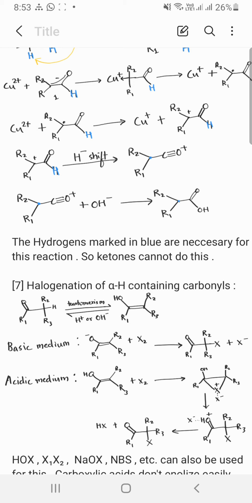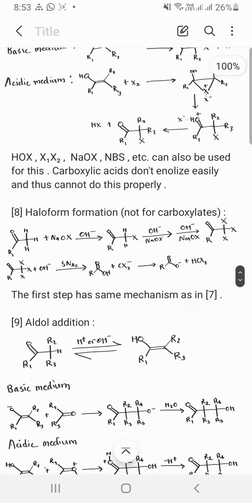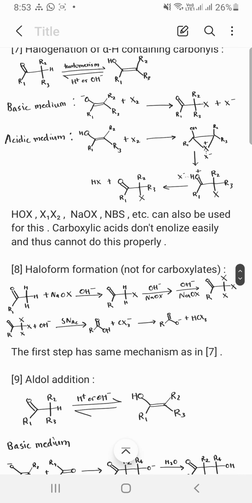Halogenations of alpha hydrogen containing carbonyls. Yeah, this reaction is not bad. I know this one. I've used this a lot, so not bad. I mean, when I say I've used this a lot, I've drawn this a lot of times while doing other mechanisms. So yeah, haloform formation basically. That's where I use this a lot.